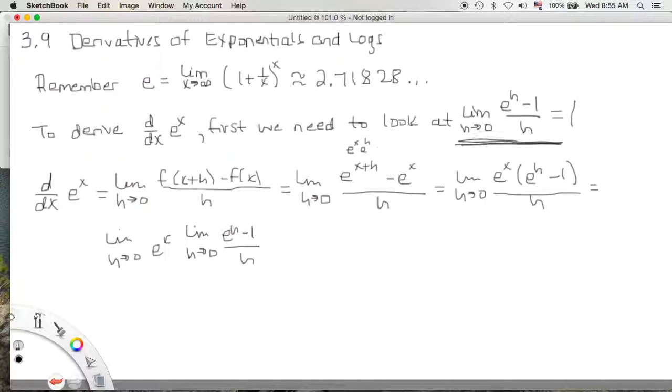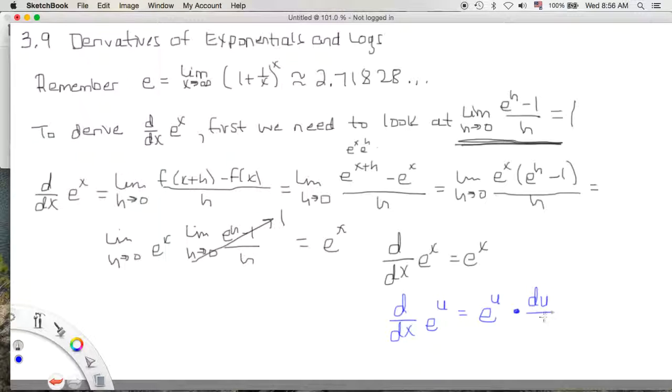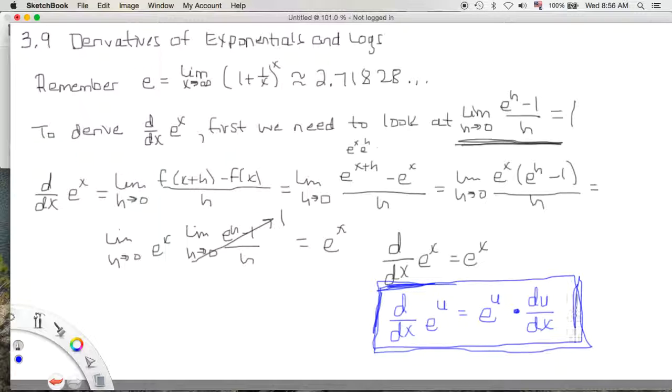And now you see why we needed that limit. We know this one is 1. And this one here, there's no h in that, so it's just e to the x. So what you see is that the derivative of e to the x is just itself. Now if we have a more complex exponent here, we can use our chain rule, and we see that it's the derivative of the outside part times the derivative of the inside part. So this is one of those to add to your spiral to be studying.